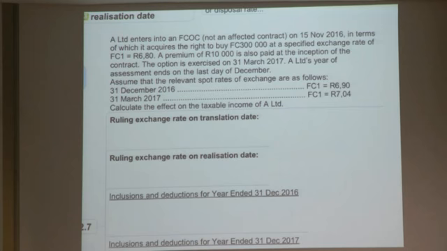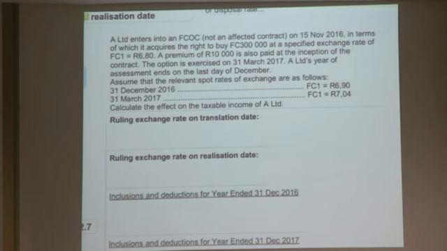It says, A Limited enters into a foreign currency option contract. It's not an affected contract on the 15th of November, and they have the right to buy 300,000 foreign currency amounts at a specified exchange rate of 6 Rand 80. So the 6 Rand 80 is my option strike rate, right? That's the rate that I must exercise it at if I decide to. A premium of 10,000 Rand is paid at the inception of the contract.